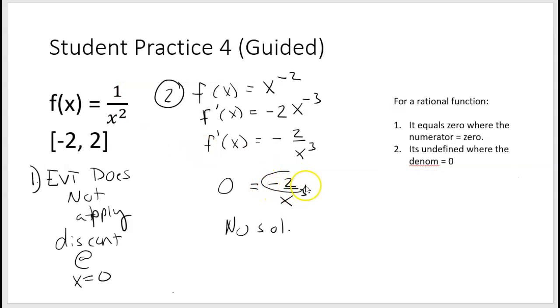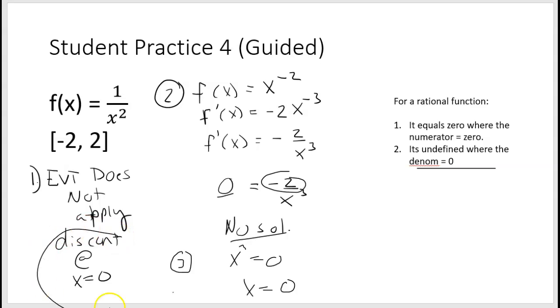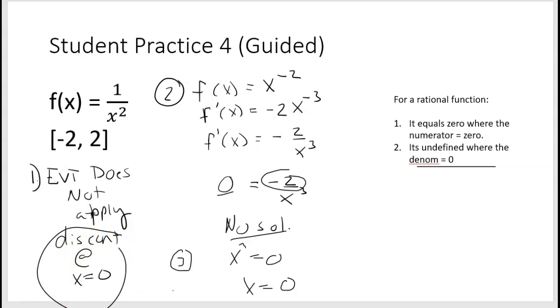You can't say that -2 equals 0. That doesn't make sense. So there's no solution. Now, for step 3, though, where we want to find where it's undefined, you set the denominator equal to 0. So in this case, I'm going to say, okay, x cubed equals 0, which means that x equals 0. So I have one critical value. But that also happens to be where the function's discontinuous, okay?